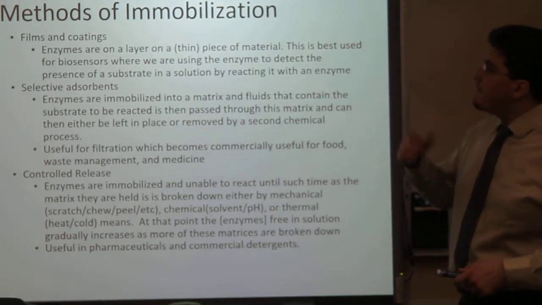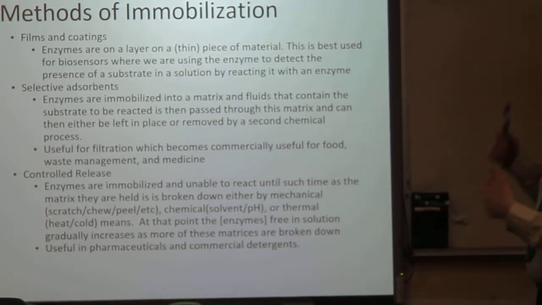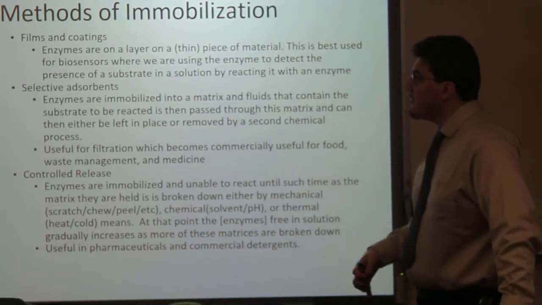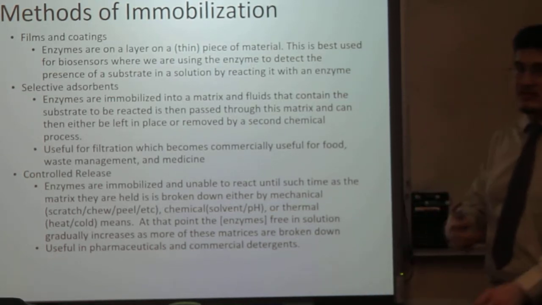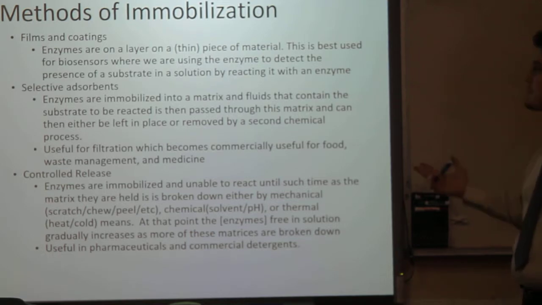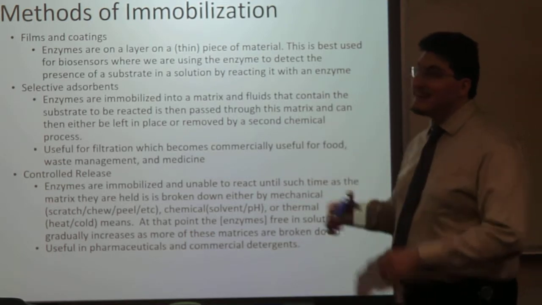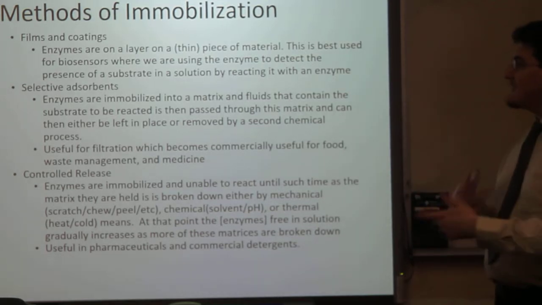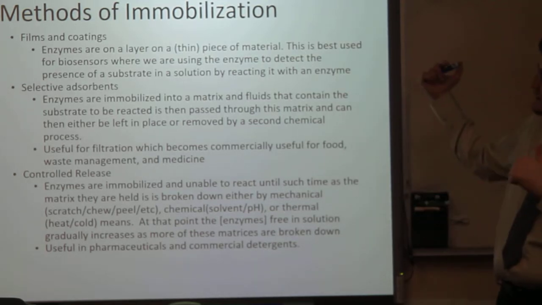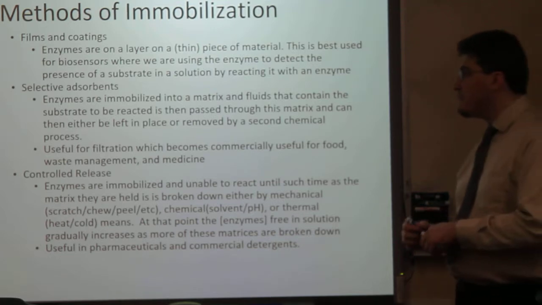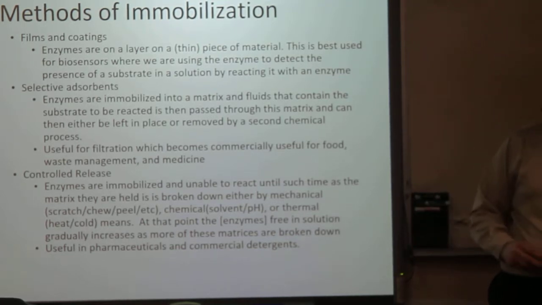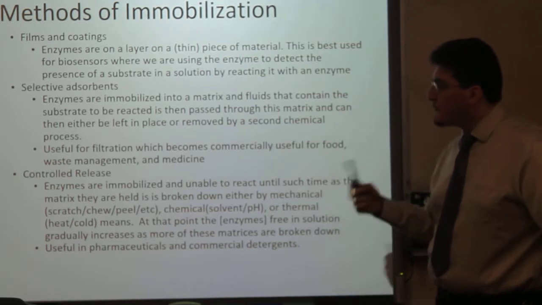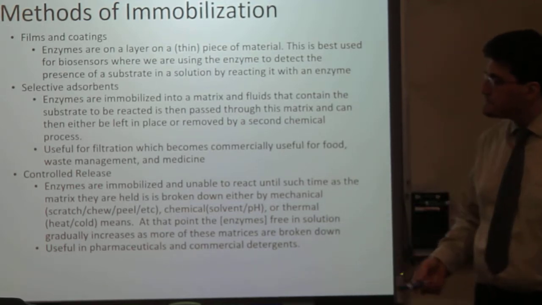So, immobilization methods. Films and coatings. Enzymes are on a layer or a thin piece of material. This is best used for biosensors, where we're using an enzyme to detect the presence of a substrate in a solution by reacting with an enzyme. Selective adsorbents. So enzymes are immobilized to a matrix, and fluids that contain the substrate to be reacted is then passed through the matrix. It can either be left in place or removed by a second chemical process. It is useful for filtration, which becomes commercially useful for food, waste management, and medicine.